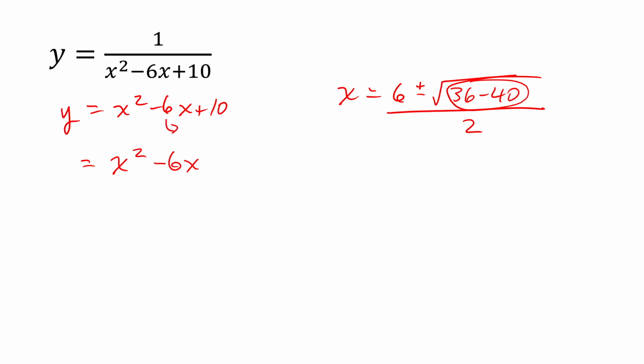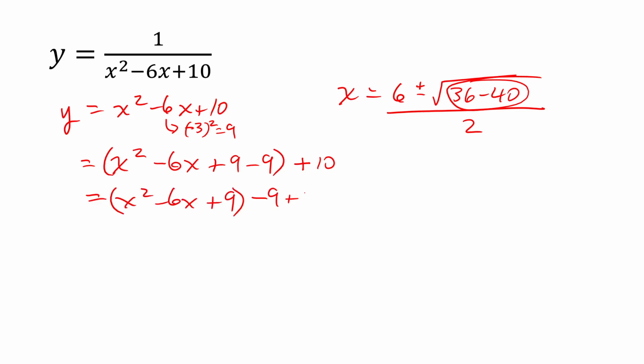of negative 6, which is negative 3, squaring that, and getting 9. So we can say y is equal to x squared minus 6x plus 9 minus 9 plus 10. What I'm doing here is completing the square, but if you have another favorite method of converting to vertex form, that's fine with me.